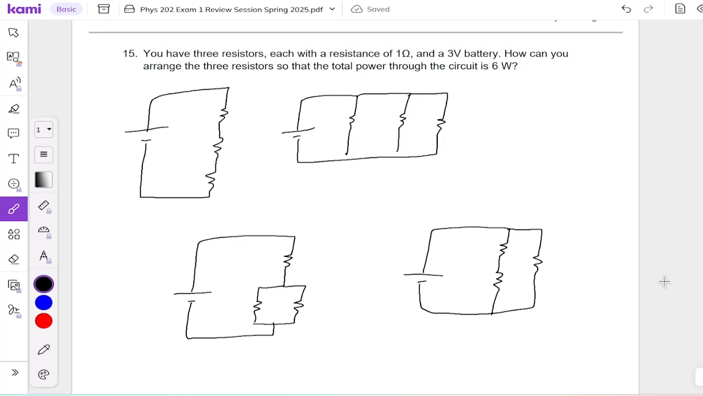And if we want to find the total power through the circuit, the easiest way to do that is power equals V times I for the battery. The alternative is you have to find the power in 1, 2, 3 and add them together. That is way worse. So just do V times I for the battery. That's the fastest way to do it.